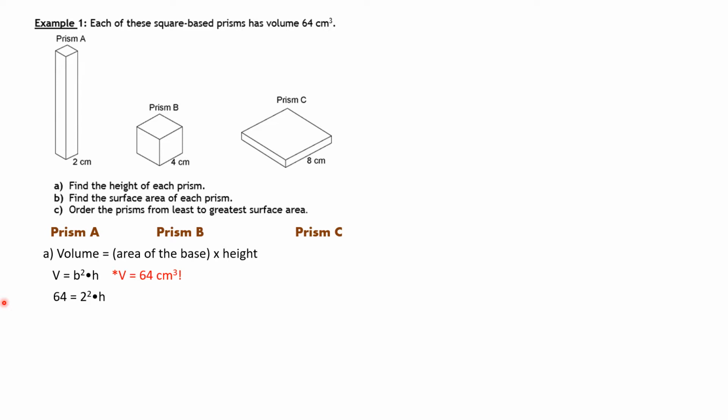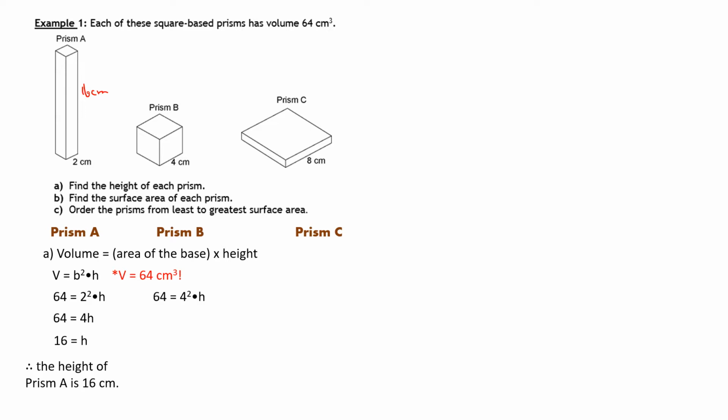So for prism A, the volume is 64. Well, they're all 64, but the base is 2 by 2. Each of these two sides is 2. So we're going to do 2 by 2 times the height. So 2 times 2 times the height has to equal 64. That means 2 squared is 4. I need to isolate h now, so I'm going to divide both sides by 4, and I get 16 for h. So the height of prism A is 16. I can put that in there. This one would have to be 16 centimeters. The first one. What about prism B?